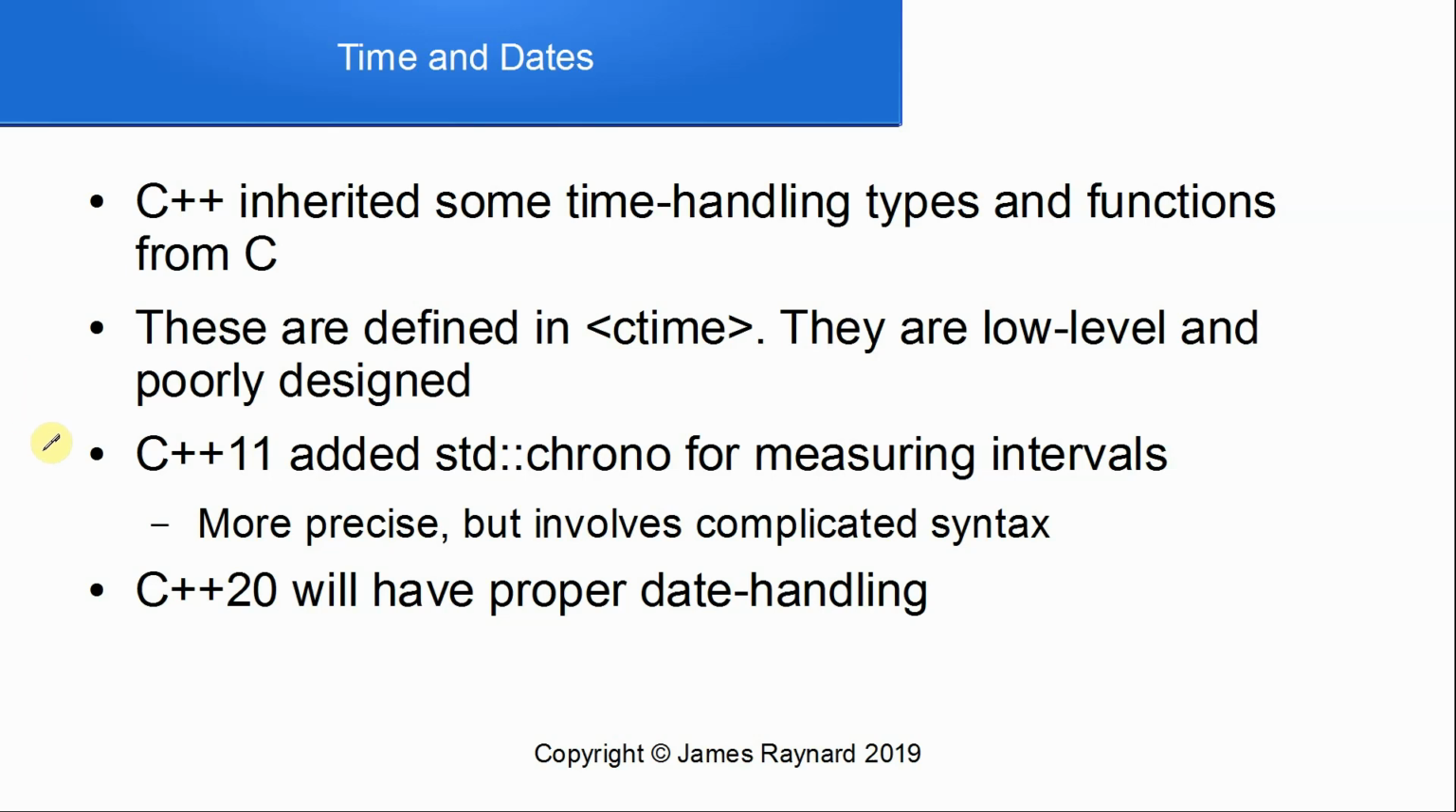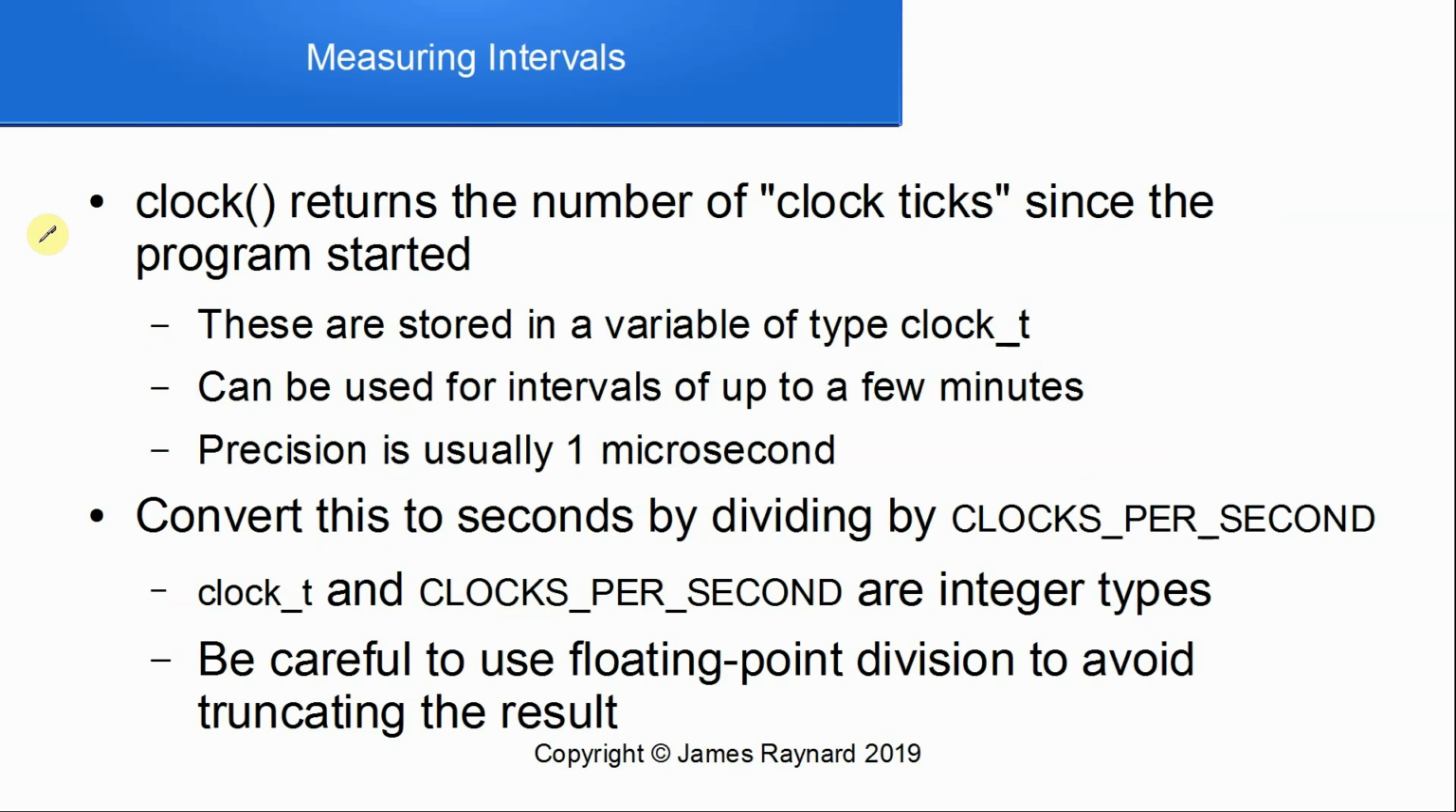In 2011, C++ added something called chrono to the standard library. This can be used to measure intervals with very high precision, usually down to a nanosecond or so. Unfortunately, the syntax for this is rather complicated, so we're not going to be looking at it in this course. The good news is that the next version of C++, C++20, is going to have proper data handling with classes and other modern conveniences. Okay, so we're going to look at what we do have.